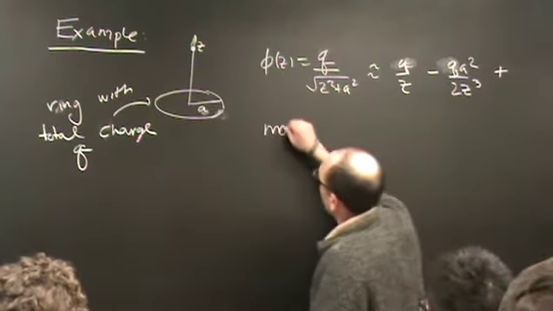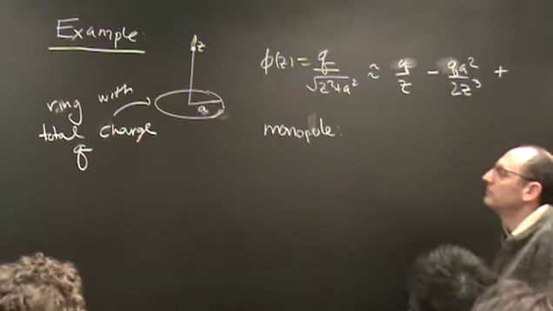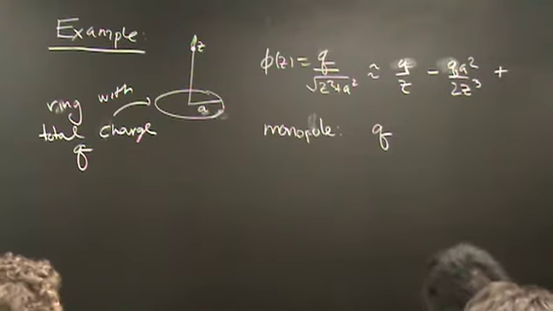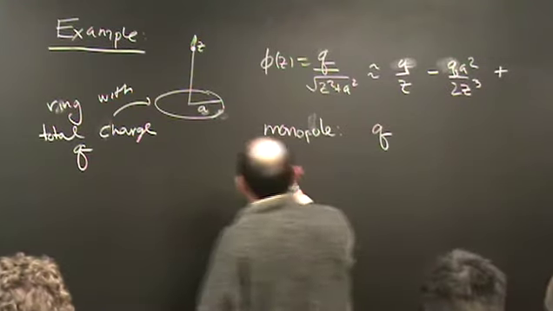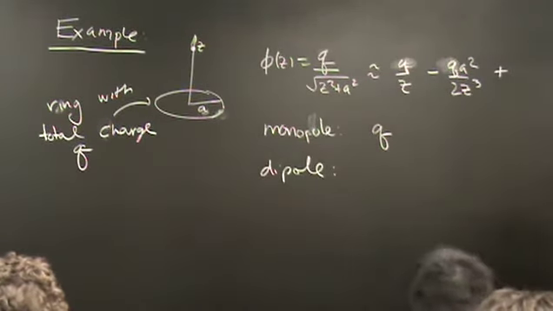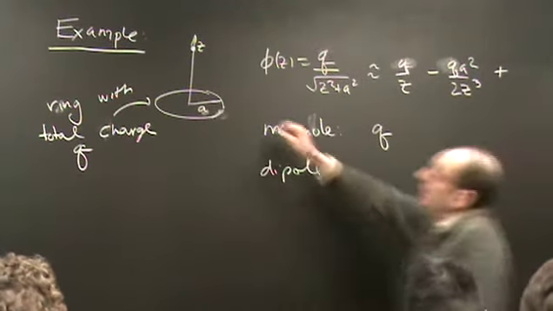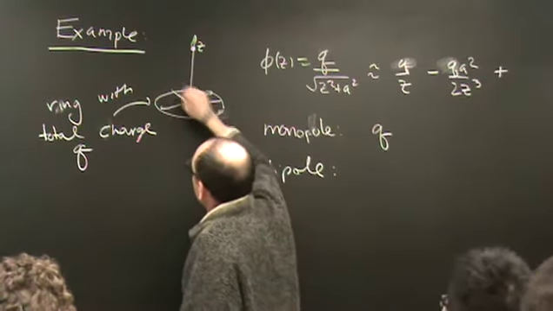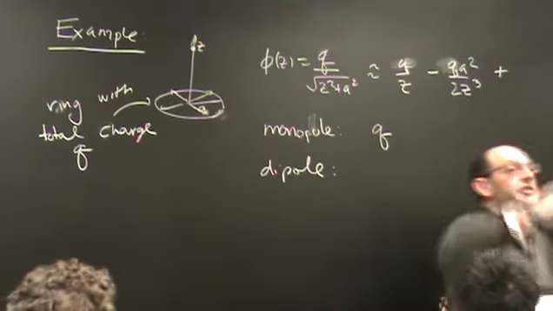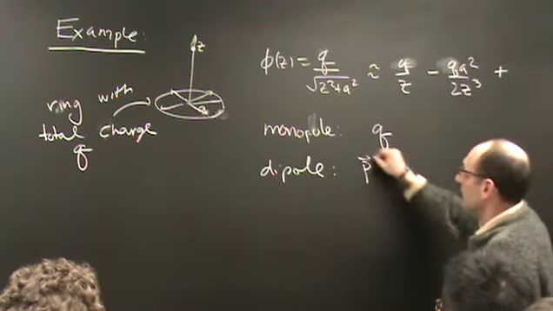So for this case, what is the monopole moment? Charge. Indeed. Thank you. The total charge Q, which is non-zero. What is the dipole vector? 0. How come? There's only one charge. If the average position of this charge is the origin, there's no separation between positive and negative charge, and thus the dipole vector is 0.